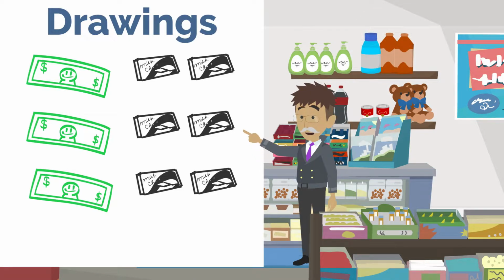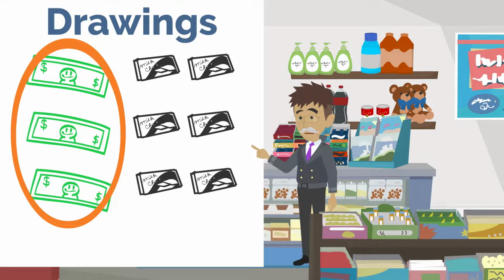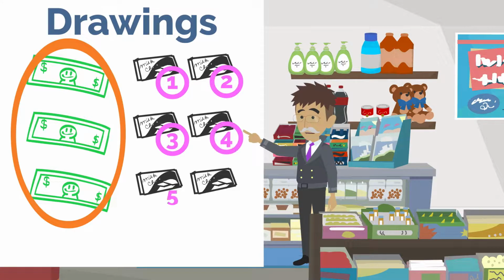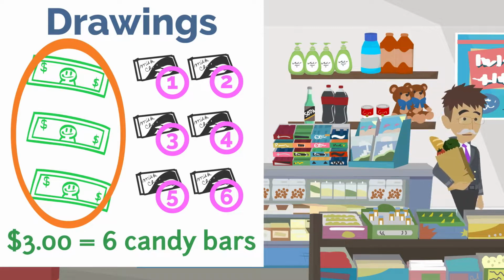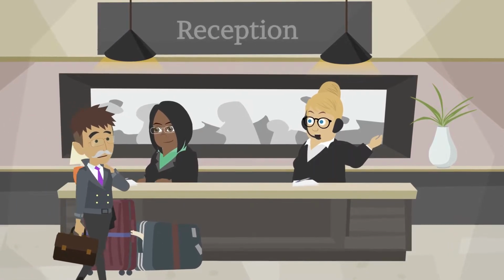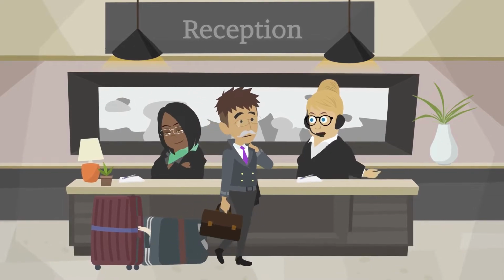After I create the drawing, I count the values. I drew 3 bills and 6 candy bars. For $3, I can purchase 6 bars. A bar model can also be used to model direct variation.